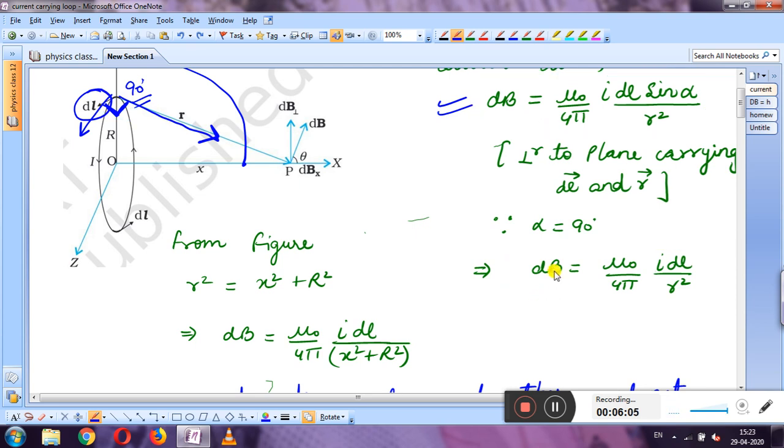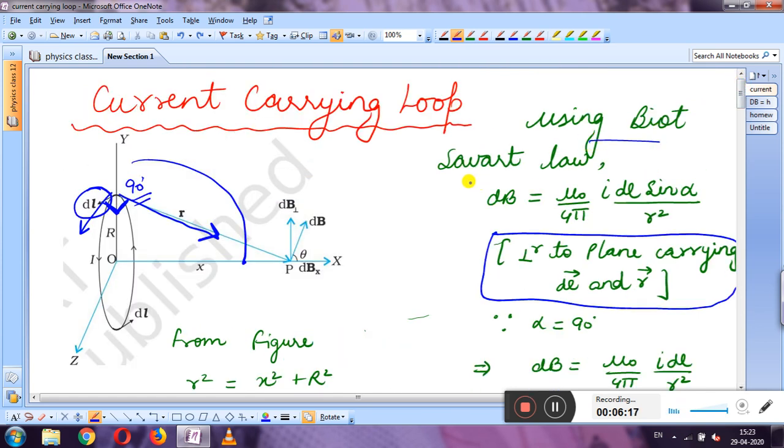Okay. After this, also remember the direction. What will be the direction of this dB magnetic field? You remember, just recall, we studied in Biot-Savart law that the direction of magnetic field will be perpendicular to the plane carrying r vector and dl vector. So perpendicular to these two, we will have our magnetic field, which we have represented here at point P, perpendicular to the plane carrying dl vector and r vector.